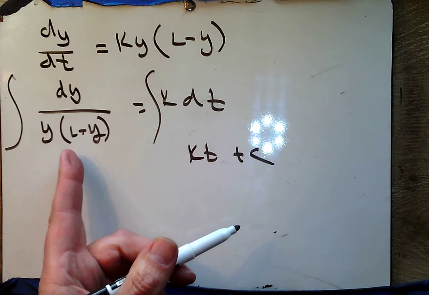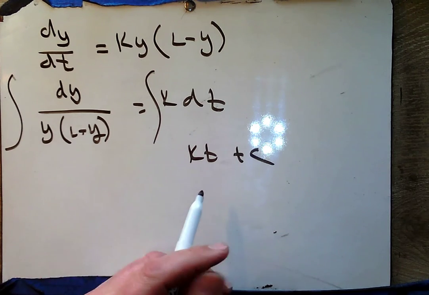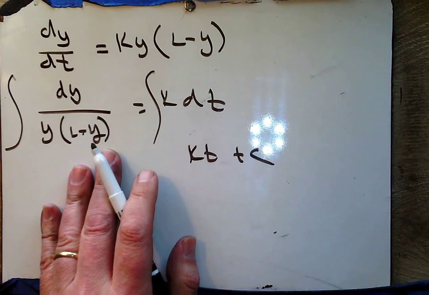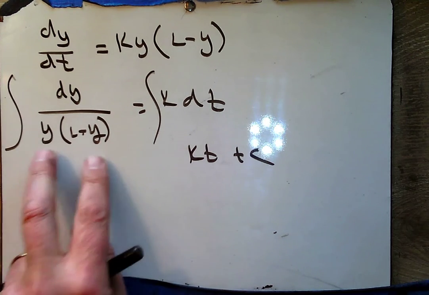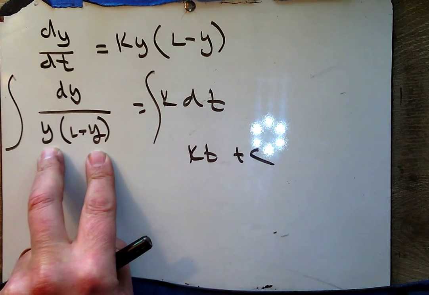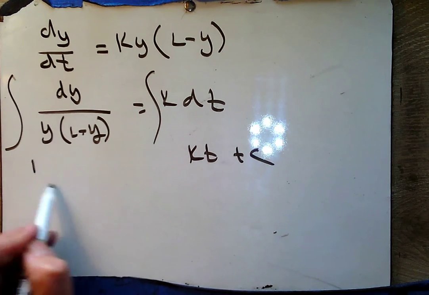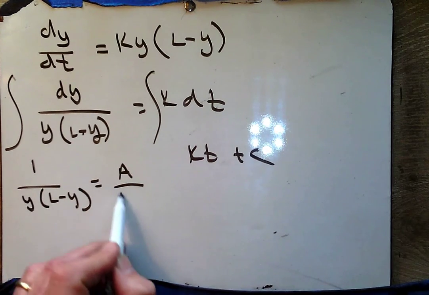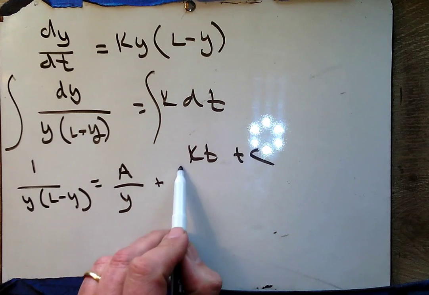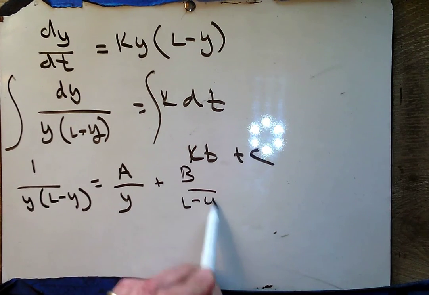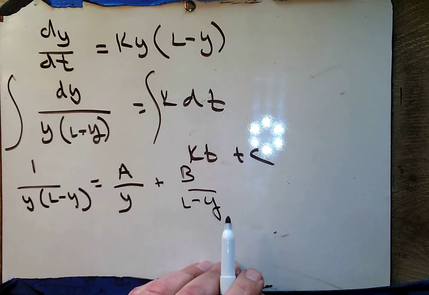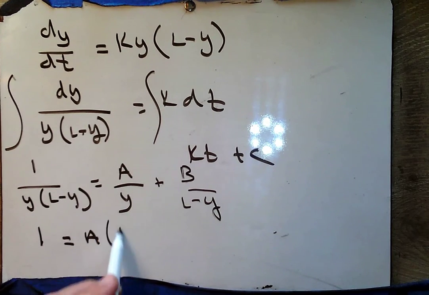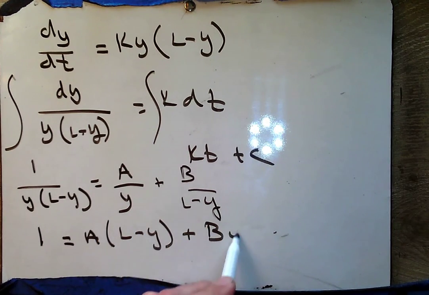Do you recognize it? Okay, well, guess what? This is partial fraction decomposition, right? I've got these two factors. So 1 over y(L minus y) equals A over y plus B over L minus y. Okay. Multiply everywhere by the least common denominator. 1 equals A(L minus y) plus By.